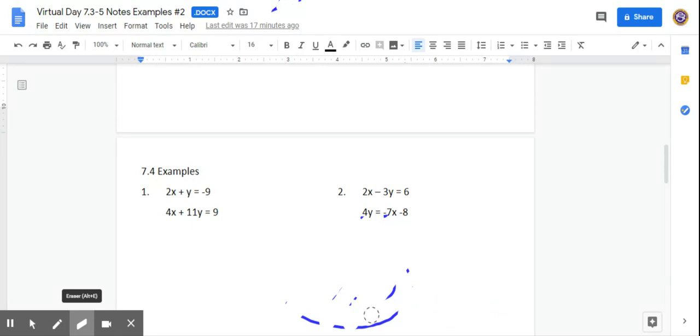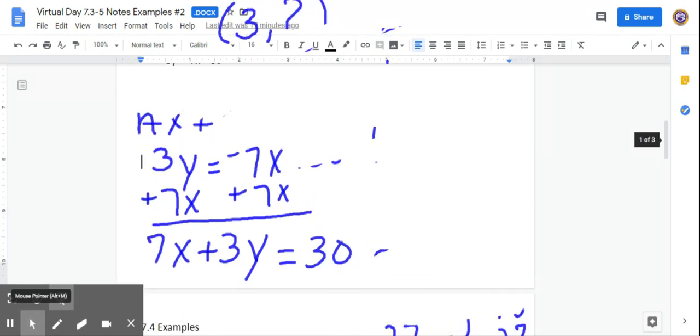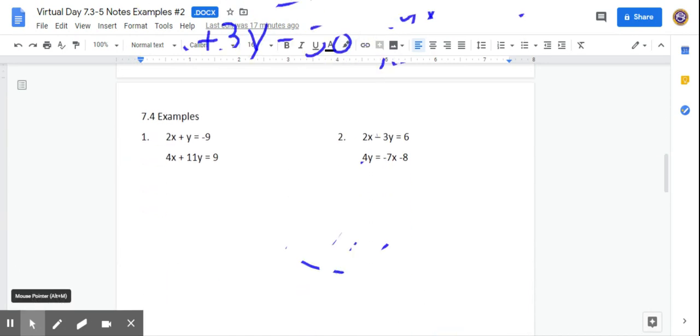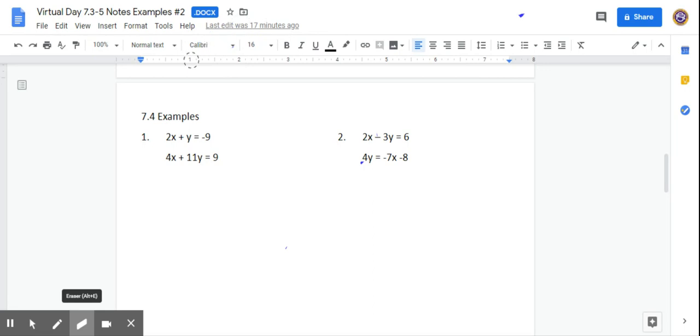Okay, they're not going to be the same. So what do we have to do? We have to ask ourselves, how can we make them the same? We can make them the same by multiplying every term in the equation by the same number. That's an equivalent equation, remember.